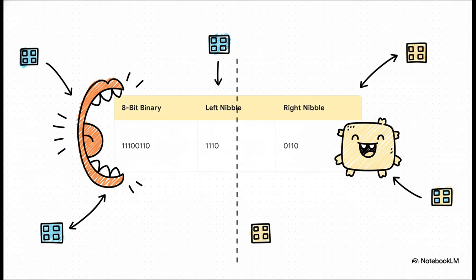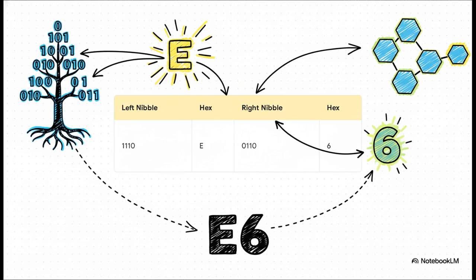It's kind of cute, right? So now we have 1110 on the left and 0110 on the right. And for our final step, step 3, we just convert each of those nibbles. So the left nibble, 1110, that's the binary for the number 14. And what did we say 14 was in hex? That's right, it's E. The right nibble, 0110, well, that's just the binary for 6. So you put them together and our decimal number, 230, becomes E6 in hexadecimal. See? It's not magic, it's just a translation code.